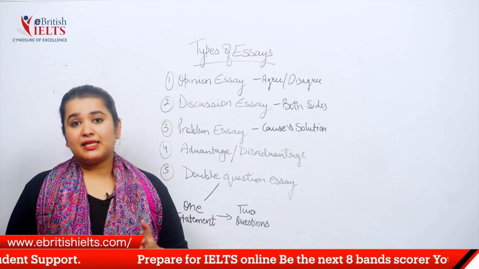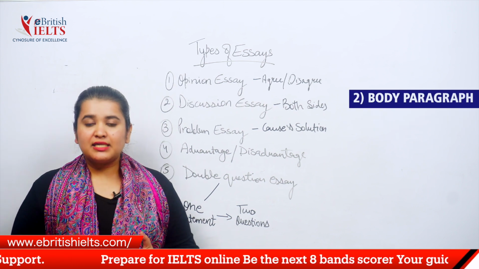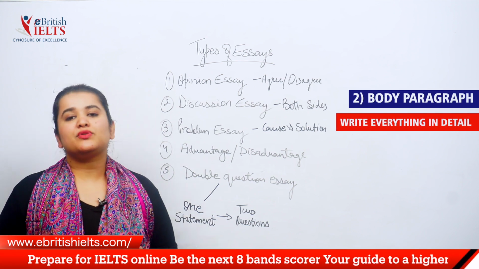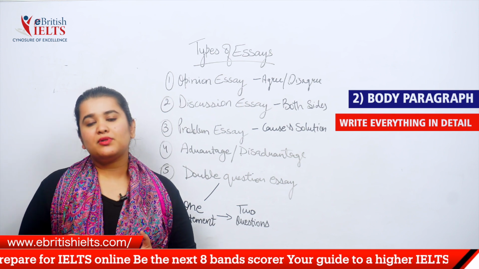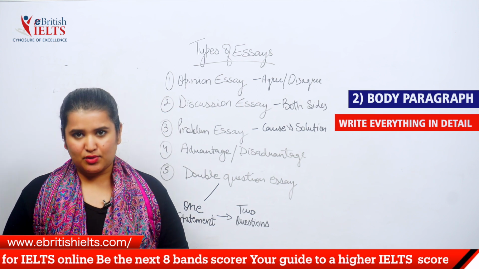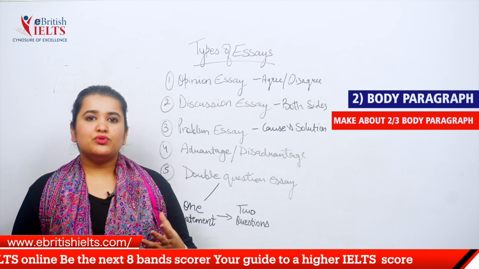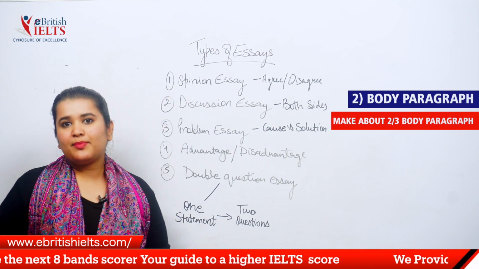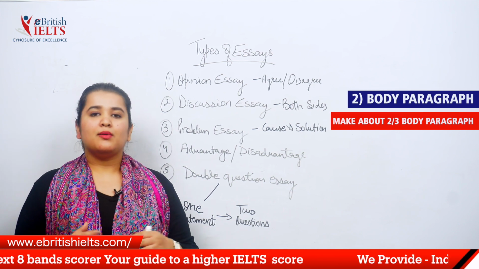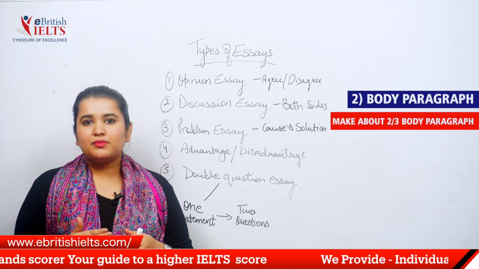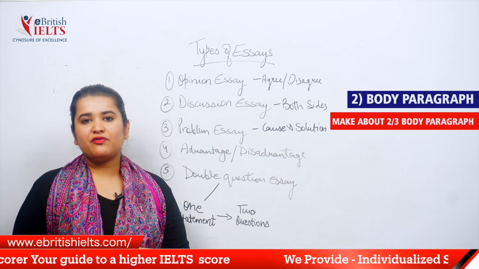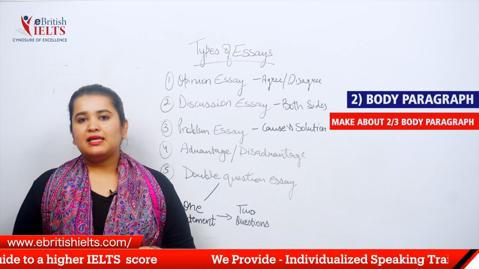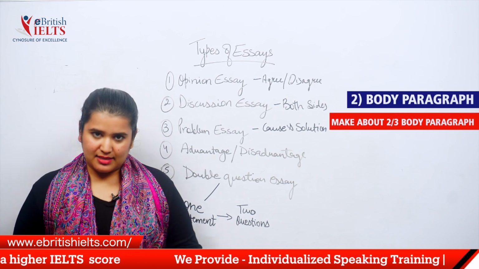Then the second component is the body paragraph. Now here you write everything in detail. You support your answers with relevant examples, you supply reasons, problems, advantages, whatever the question is asking you about. You make about 2 to 3 body paragraphs. 2 is the minimum amount, because if you make just one body paragraph, all your points and all your ideas will be cramped up in just one paragraph, and it's going to look very disorganized. So making 2 or even 3 helps you write structured and organized answers.